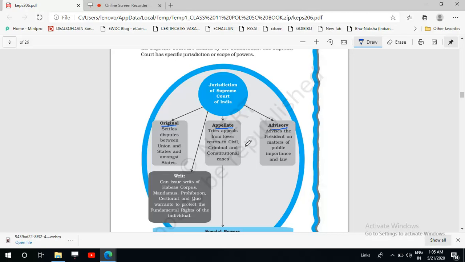Then another important function of the Supreme Court is the issue of writs. I have discussed it when I was discussing the powers of the High Court. In this, we know that it can issue writs of habeas corpus, mandamus, prohibition, certiorari, quo warranto, and what is the purpose of issuing these writs?